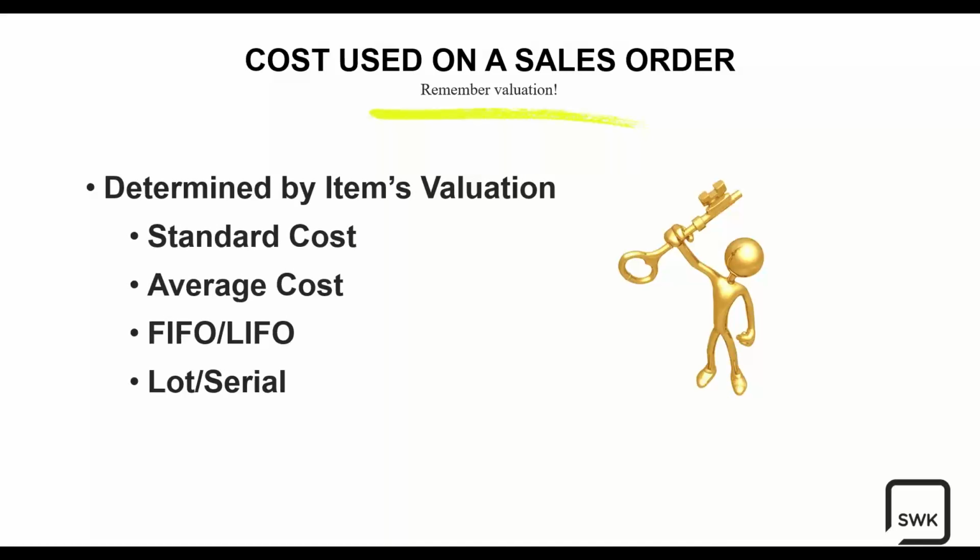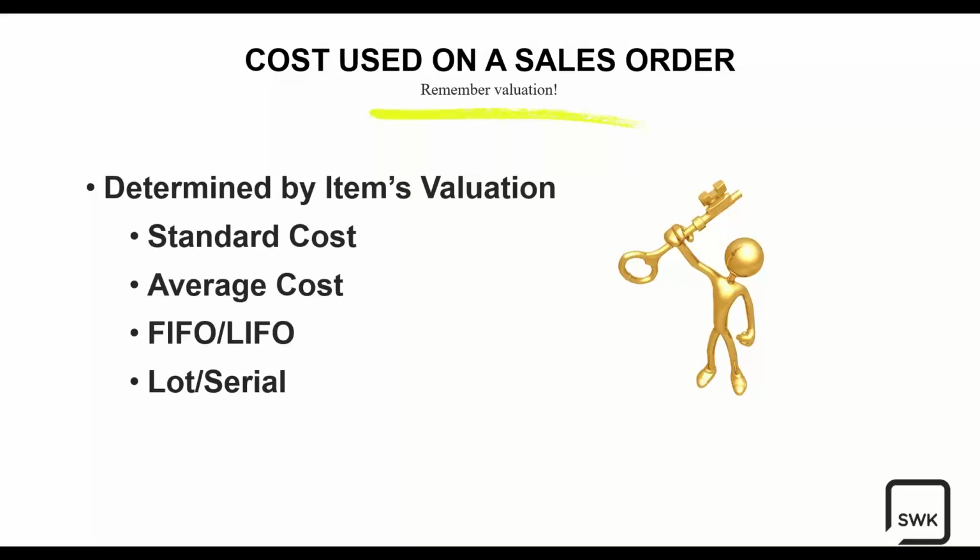One more place cost can be confusing is on a sales order or sales order invoice. The first thing to remember is the cost posted is based on the item's valuation. A standard cost item is going to use the standard cost recorded on the main page in item maintenance.